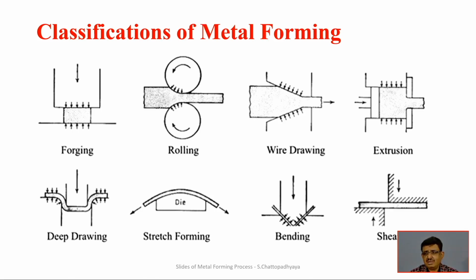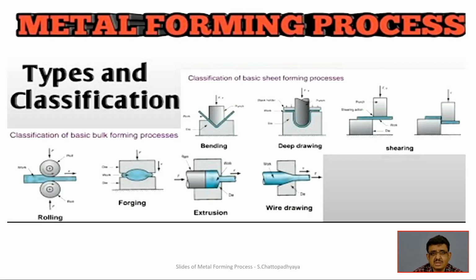The last one, it is obvious, is shearing, with the movement of those two supporting structures, and that way the shearing, just like scissors, will shear and cut those materials. So this is very popular for sheet metal working processes.